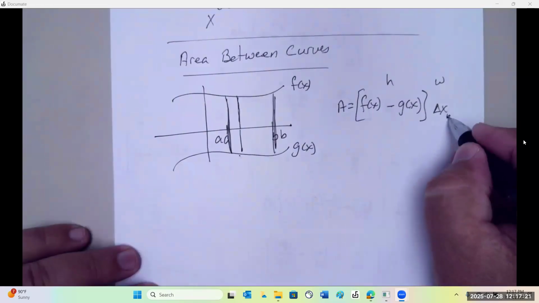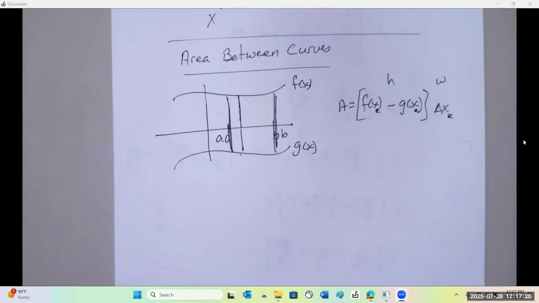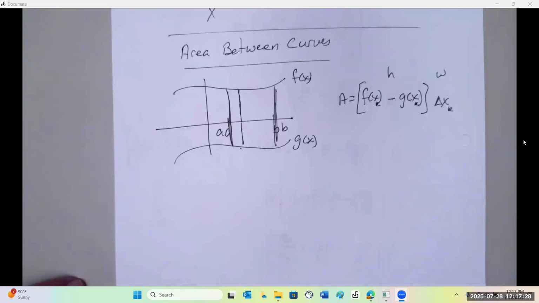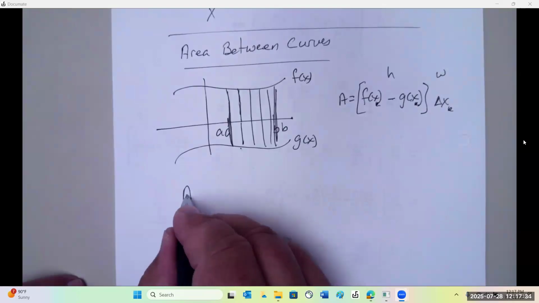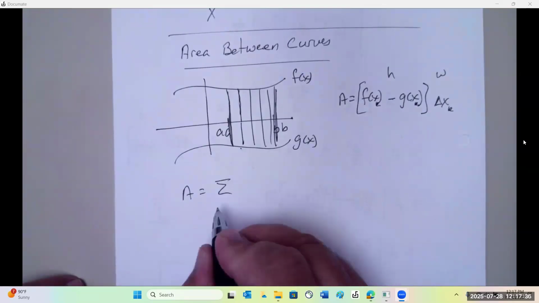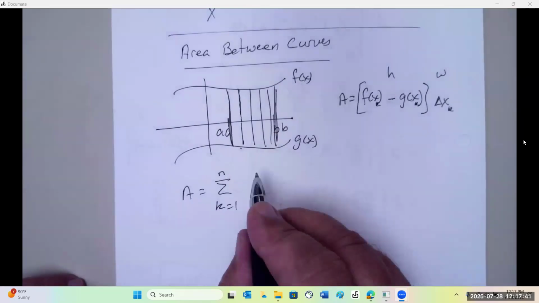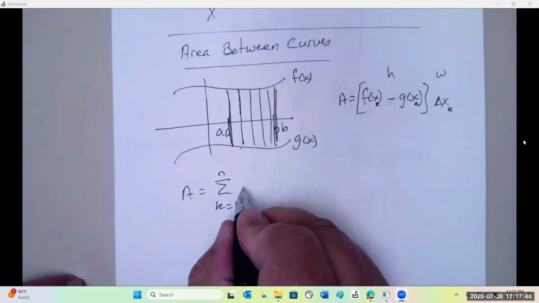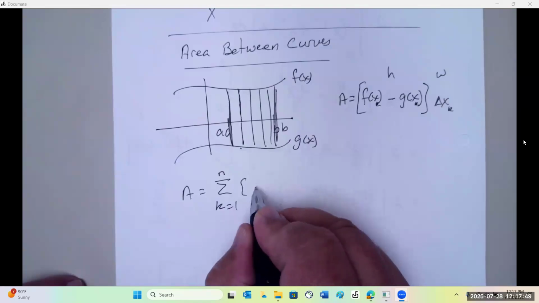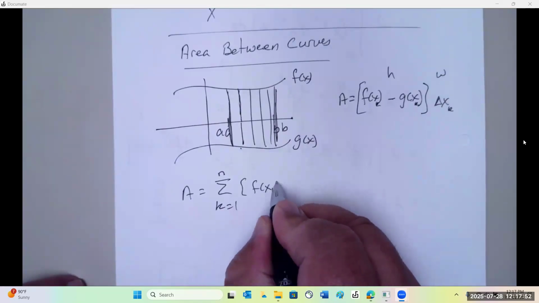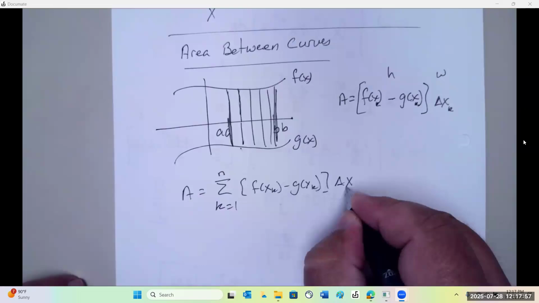It's sub k because, as always, we're looking at smaller intervals. As we have our delta x's, our area has been derived earlier. We go from 1 to infinity, or 1 to n, eventually we go to infinity. We're looking for the areas, which is f of x_k minus g of x_k times delta x_k.